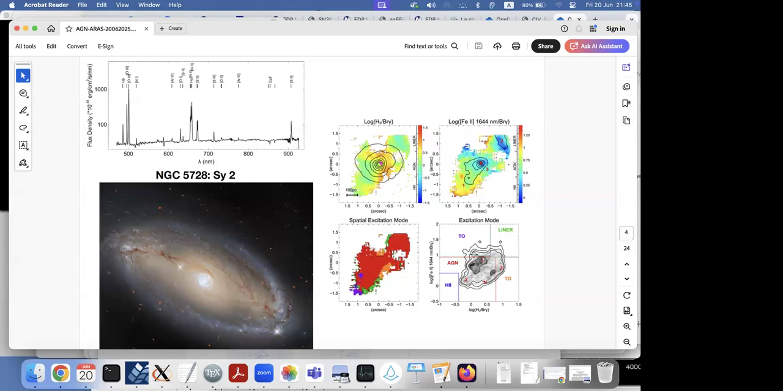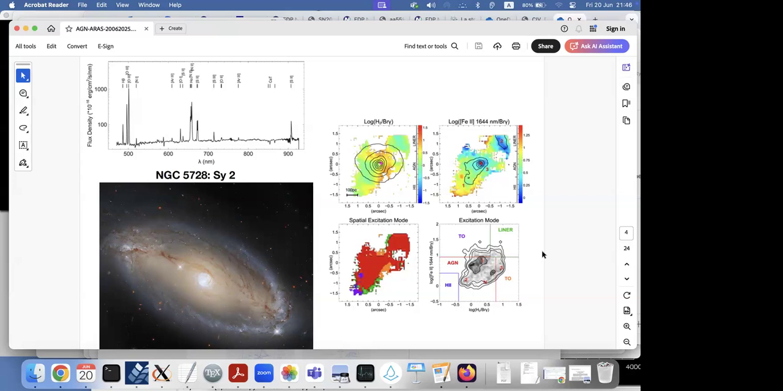But this is the sort of thing that you can now do. We can't, because none of us have 8-meter telescopes in the backyard with integral field spectrographs attached to them, but people do. So you can actually get the spectra for yourselves once the data becomes public, or you can just marvel at what comes out.